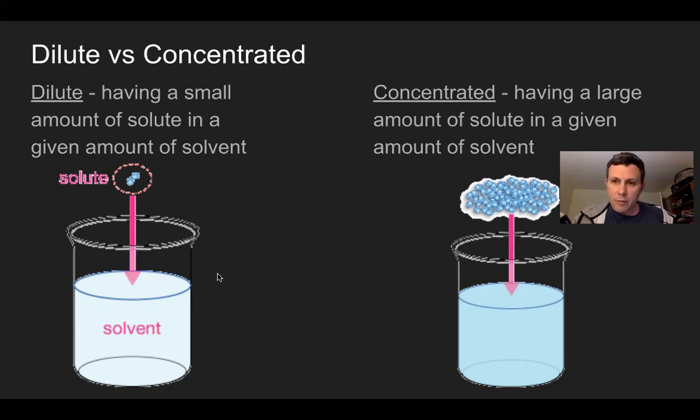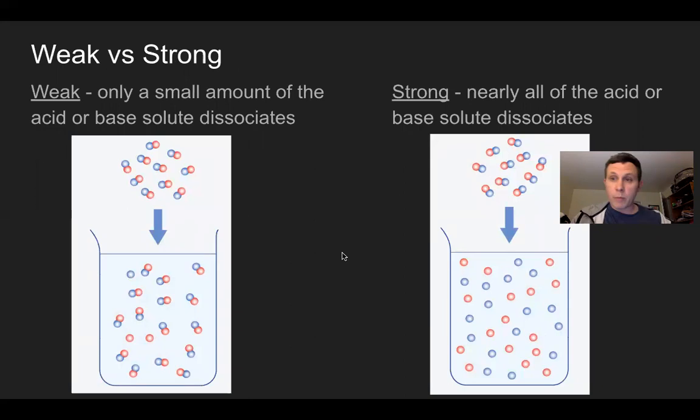There's no hard and fast rule on when it becomes concentrated or dilute. It's just sort of a relative term that we use. So now this brings us to this concept of weak versus strong. This is actually a very different thing.